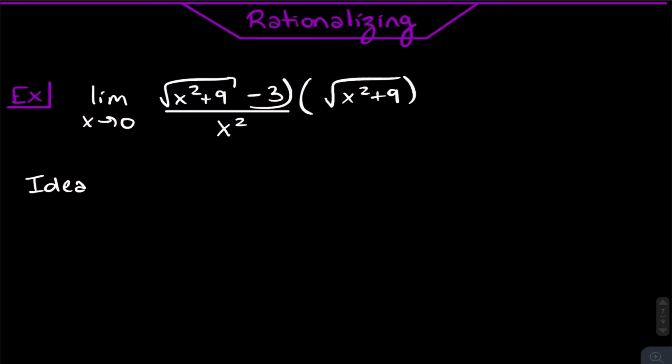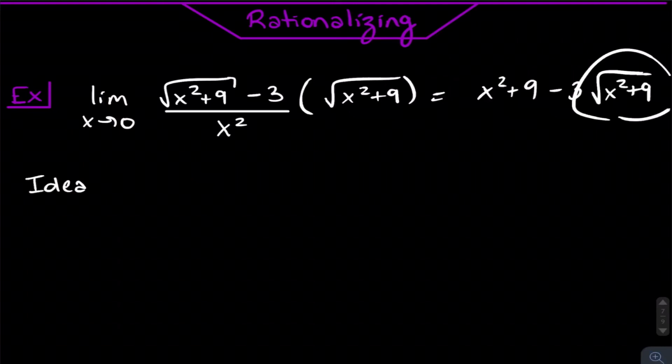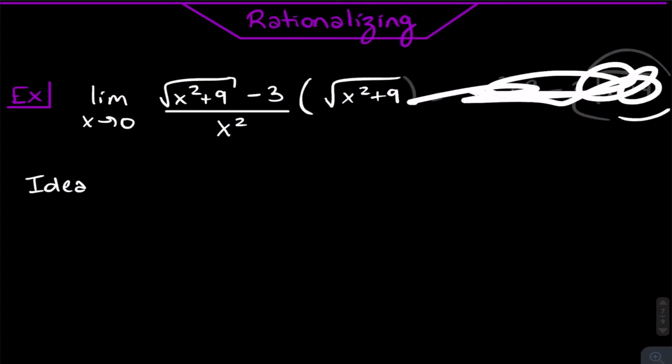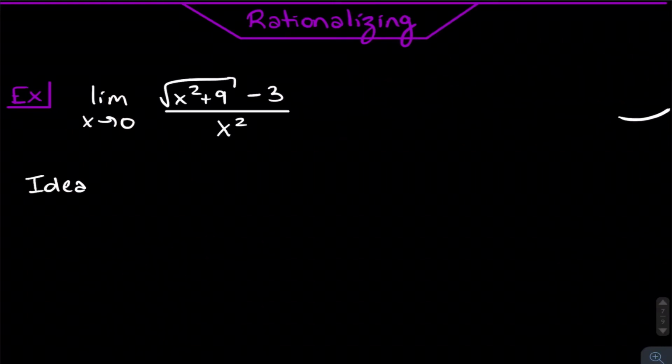we're going to get that radical out of here too. Like if we just multiply that, we would get x squared plus 9 minus a 3 times the square root of x squared plus 9, right? And that doesn't do any good for us because we still have that same square root. So we don't want any square roots. And so how we do that is we use conjugates.